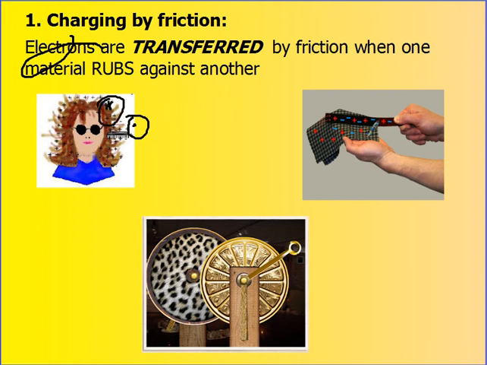When you rub cloth against this rubber strip, you wind up transferring electrons. Now this is a very interesting apparatus where they were actually rubbing fur and collecting electrons. There are so many cool things you can do by simply transferring charge by friction. So the first one is charge by friction.